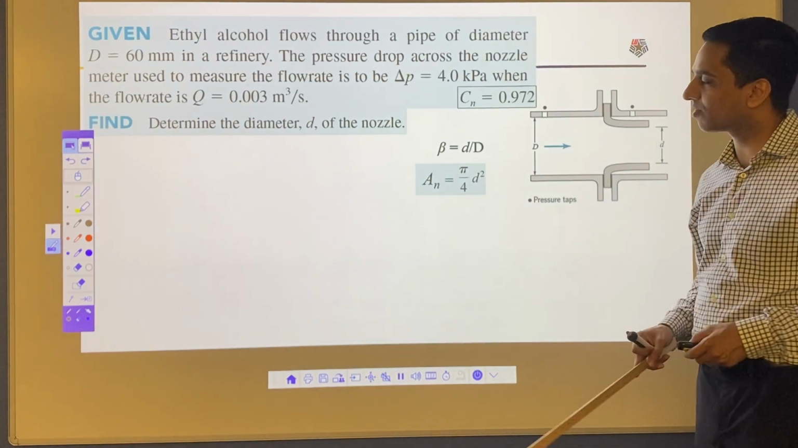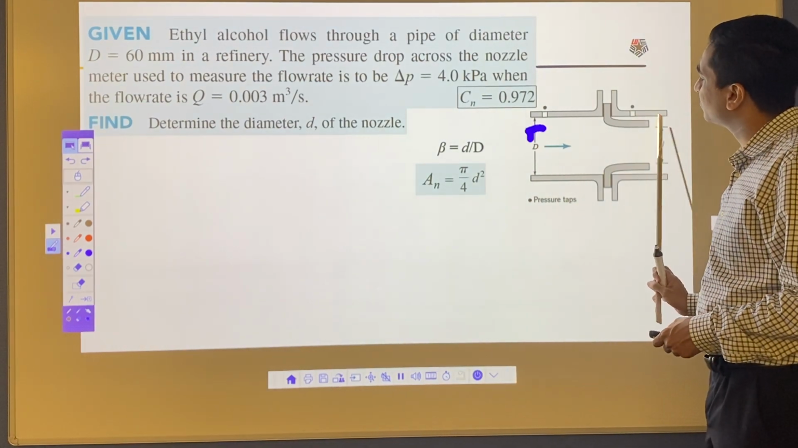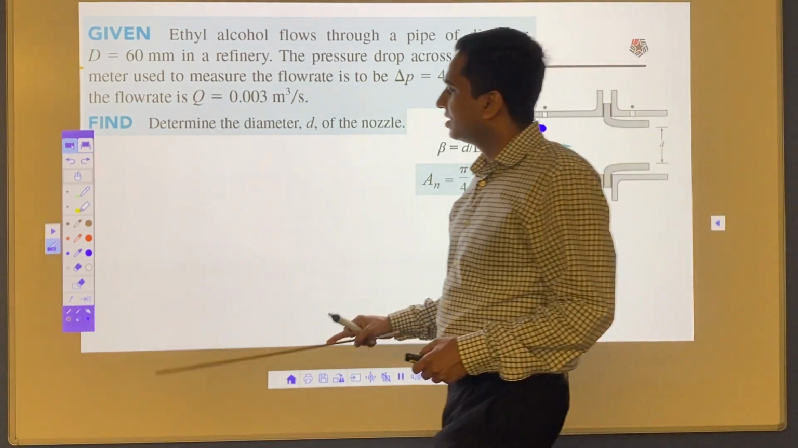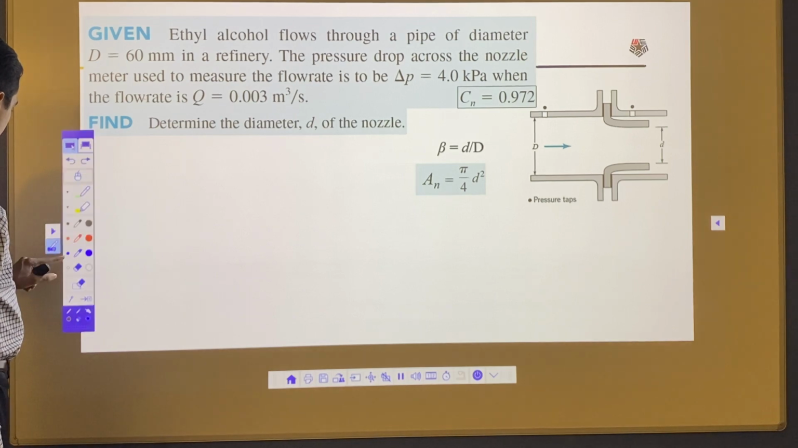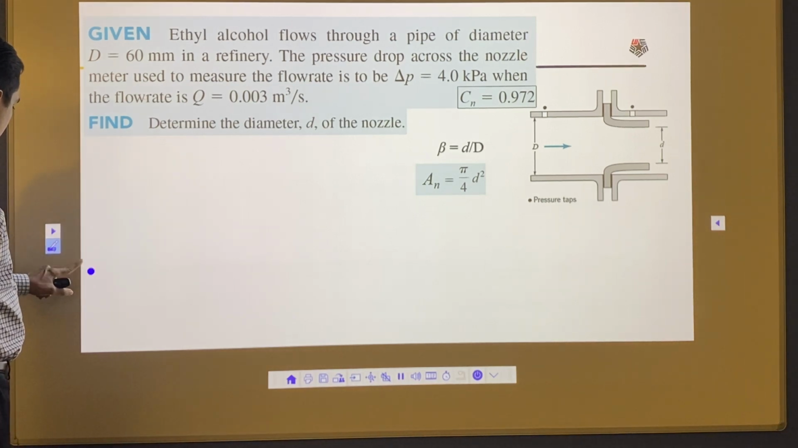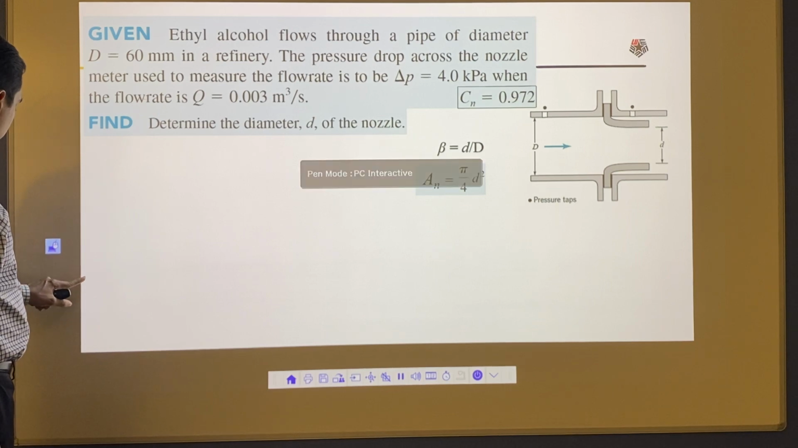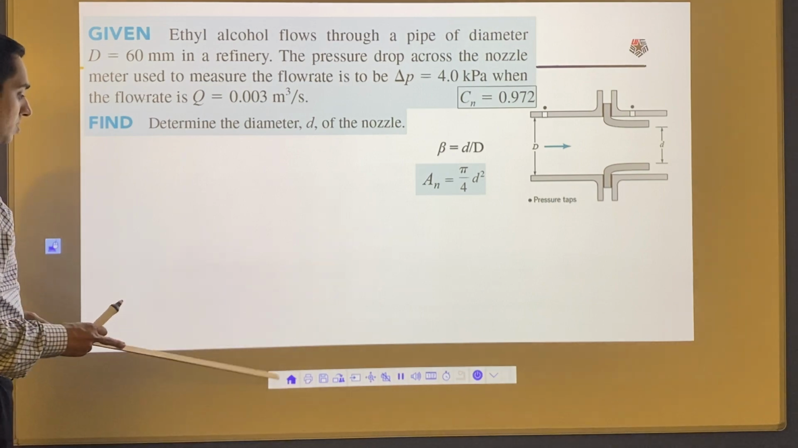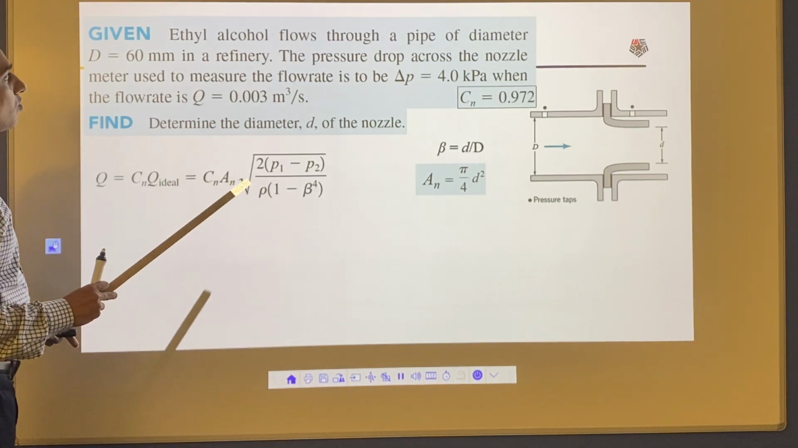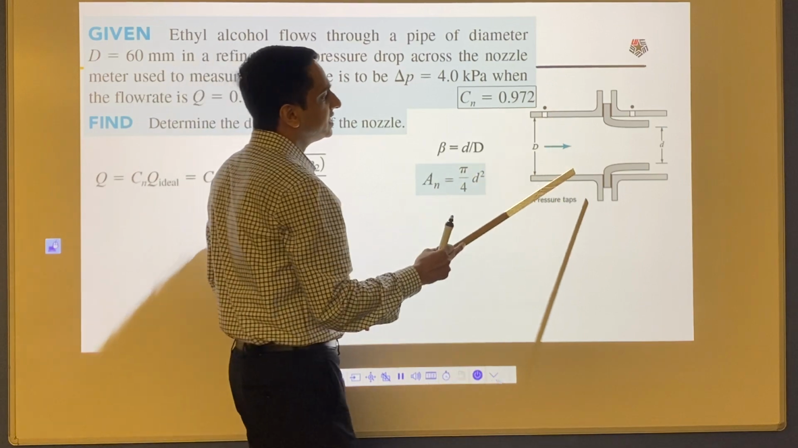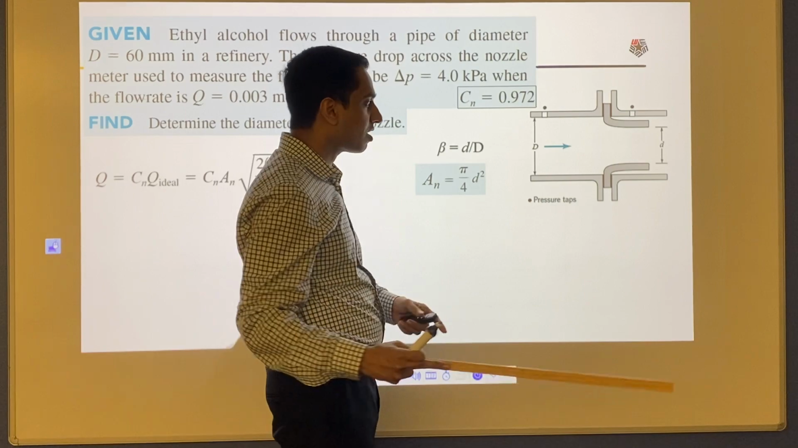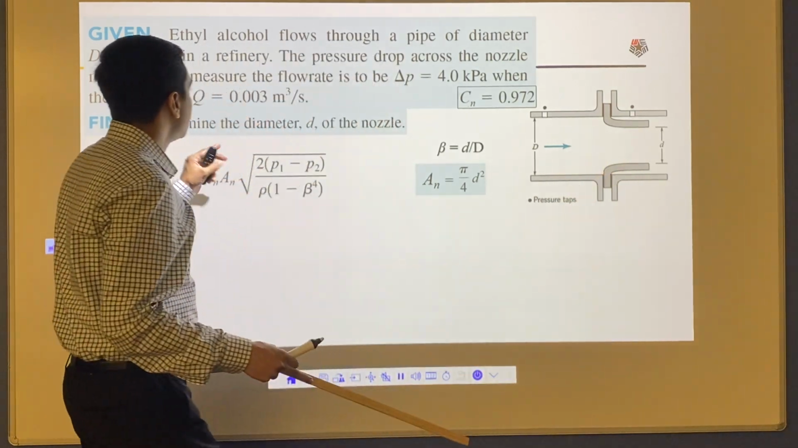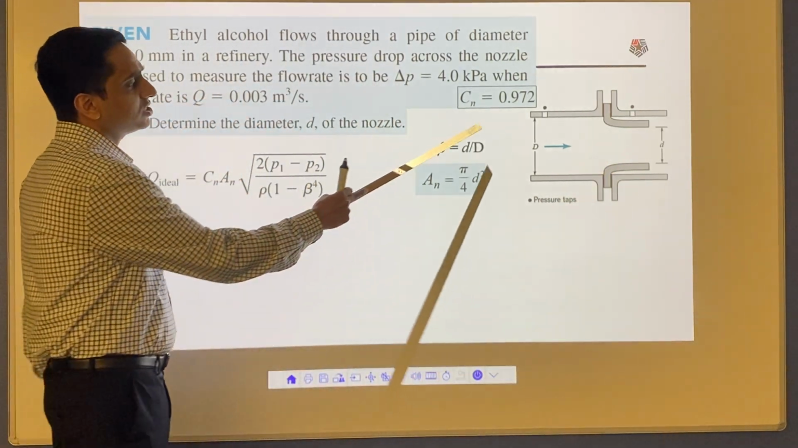Let's do a problem for pipe flow rate. We have a nozzle meter here, and for this nozzle meter, what we have is a 60 millimeter diameter, and we want to calculate the small diameter of this nozzle. So that's the problem, to calculate the small diameter for this nozzle. The flow rate is given, and the nozzle discharge coefficient is given.